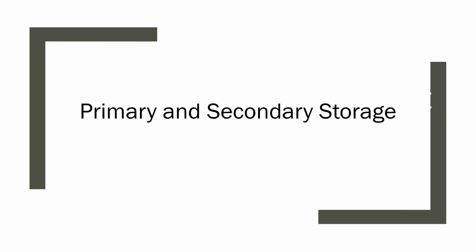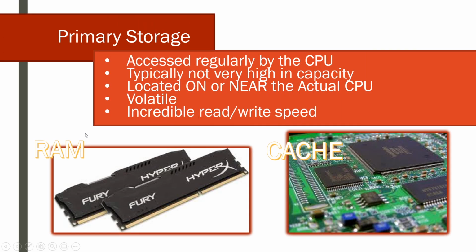So here's your 5-minute revision video on primary and secondary storage. The only two you need to remember for primary storage are RAM and cache. Looking at these points, we'll address them individually, but you have to understand they both do two different jobs in a system. Both are accessed regularly by the CPU, billions of times a second.